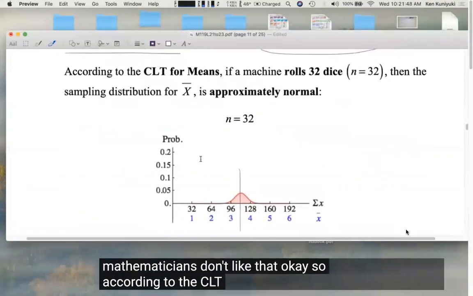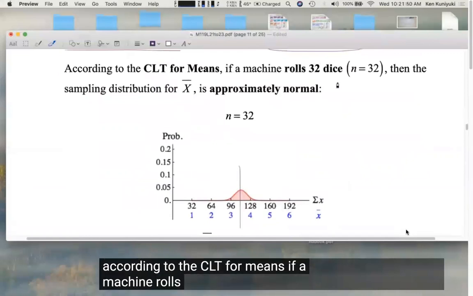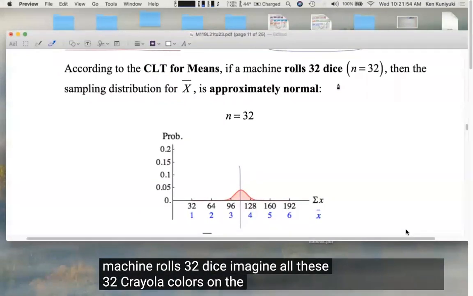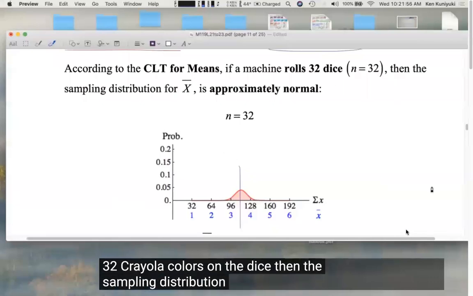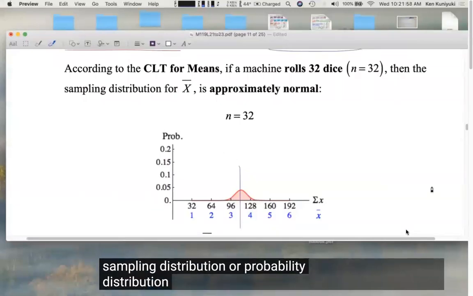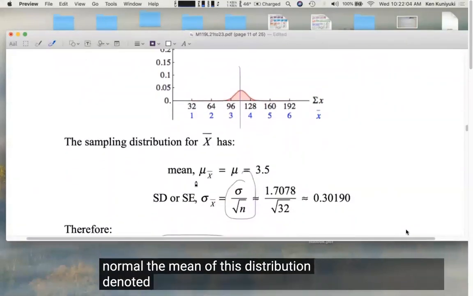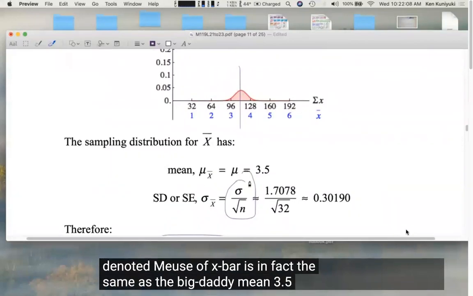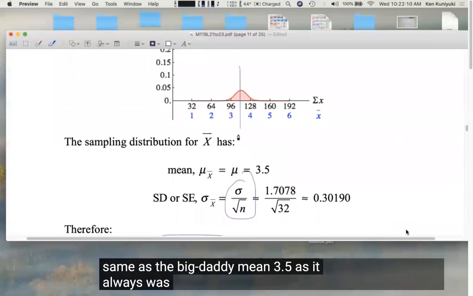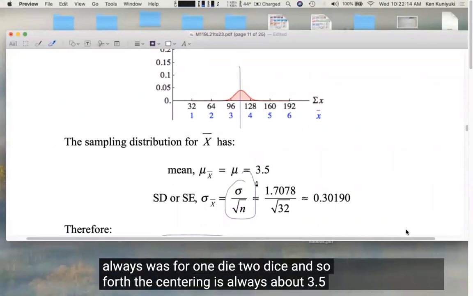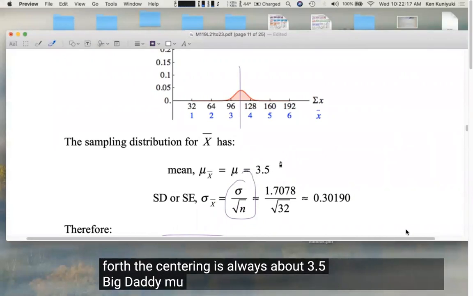Okay, so according to the CLT for means, if a machine rolls 32 dice, imagine all these 32 Crayola colors on the dice, then the sampling distribution, or probability distribution for x bar, is approximately normal. The mean of this distribution, denoted mu sub x bar, is in fact the same as the Big Daddy mean, 3.5, as it always was, for 1 die, 2 dice, and so forth. The centering is always about 3.5, Big Daddy mu.